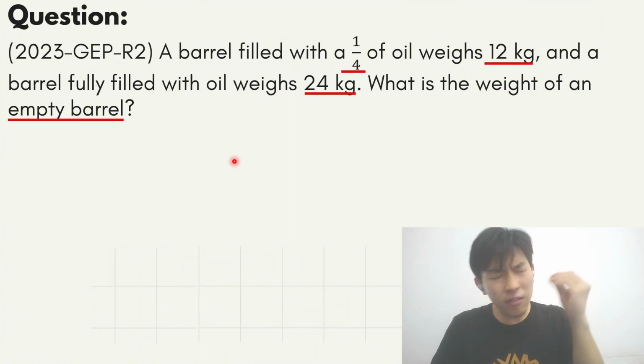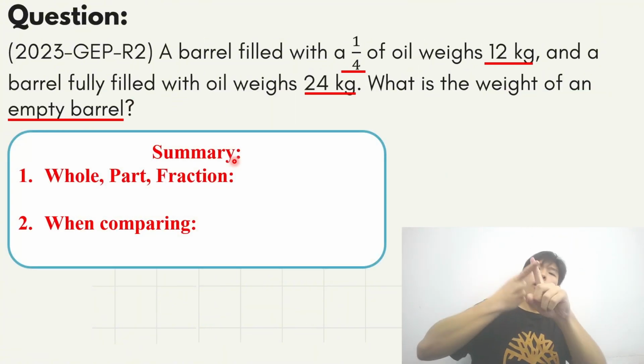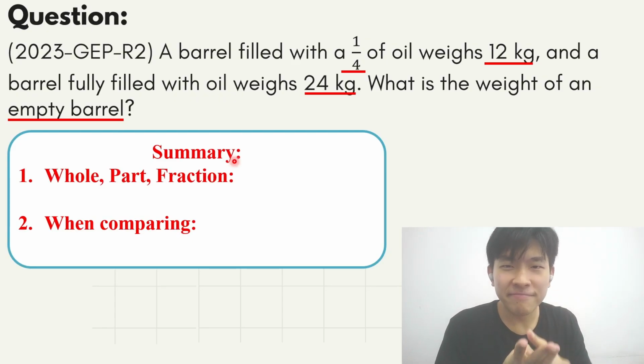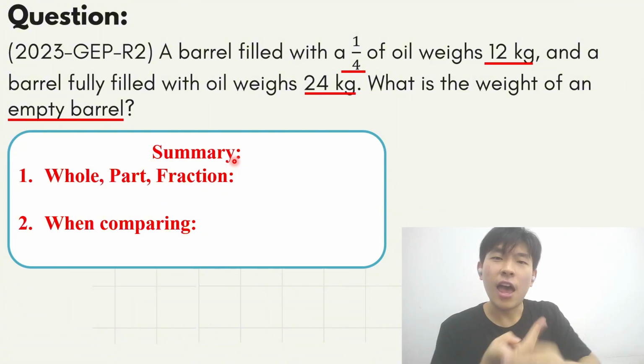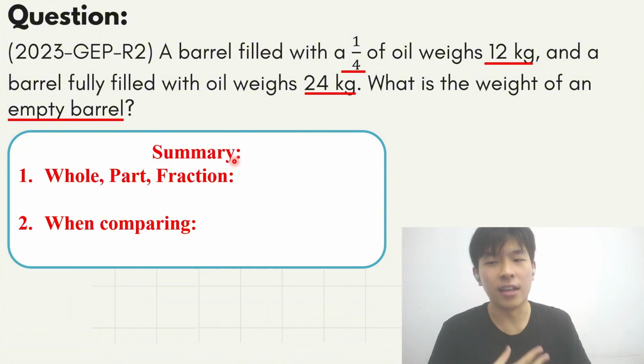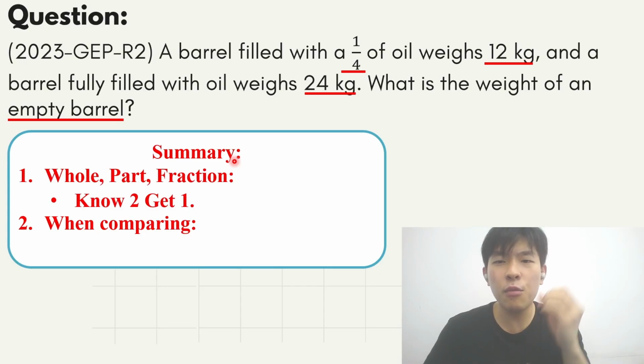So let's do a very, very quick summary here. First, whole, part, fraction. What relationship are they? Yes, there are no two get one. I get part and fraction, I can find whole. Get whole and fraction, I can find my part here. So it's a no two get one relationship. And when we are comparing, what should we do? Yes, we should ignore the same parts here.